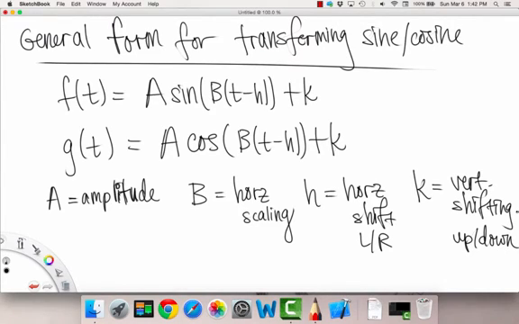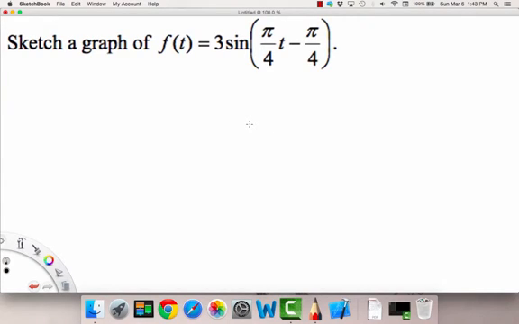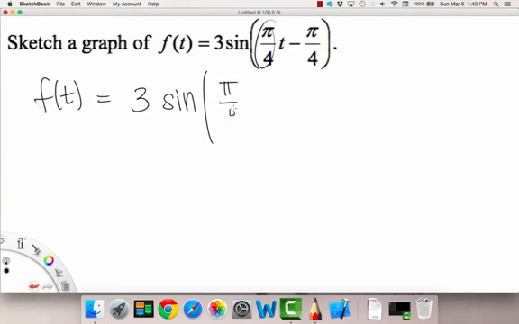Alrighty, so now let's try an example of this. This question tells us to sketch a graph of f of t is equal to 3 times sine of pi over 4 t minus pi over 4. Let's break this down. First of all, I'm going to factor out that b sitting in front of the t. So we have 3 times sine of pi over 4, and I'm going to write parentheses, t minus something, and that would have to be a 1, if you factor the pi over 4 out. And then we can write in a plus 0.